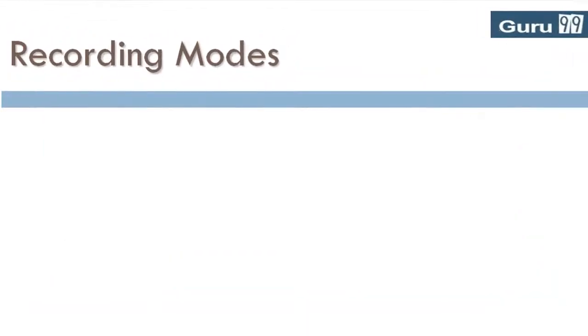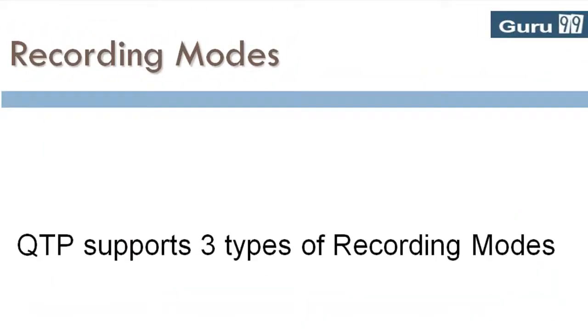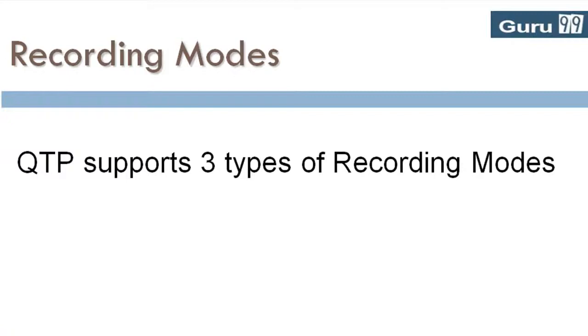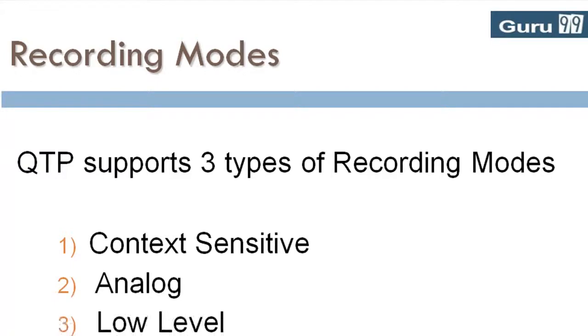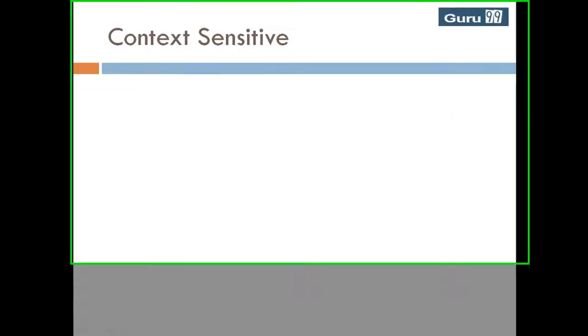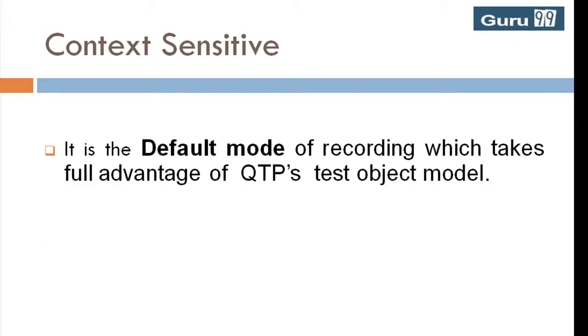Recording modes in QTP. QTP supports three types of recording modes: context sensitive, analog, and low level. Let's look at them one by one. Normal recording mode is also called context sensitive mode. It is the default mode of recording, which takes full advantage of the quick test object model.